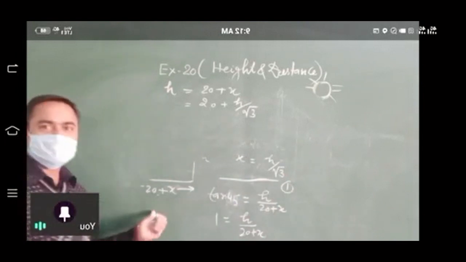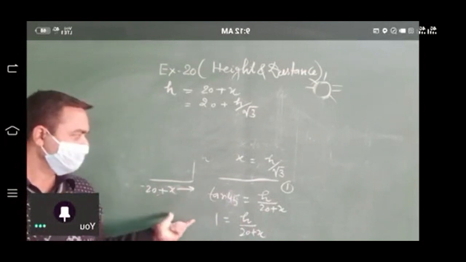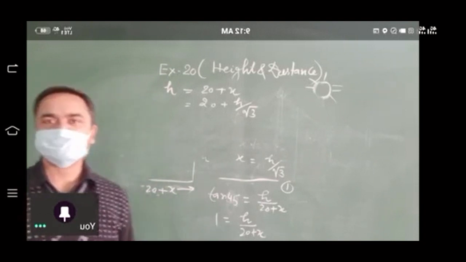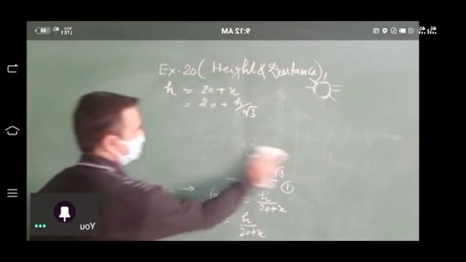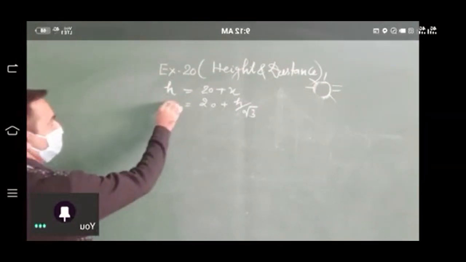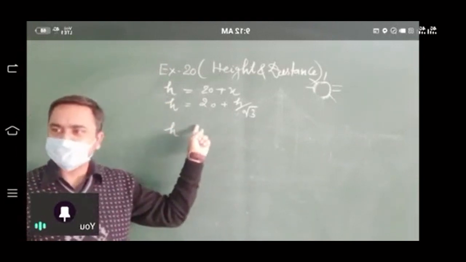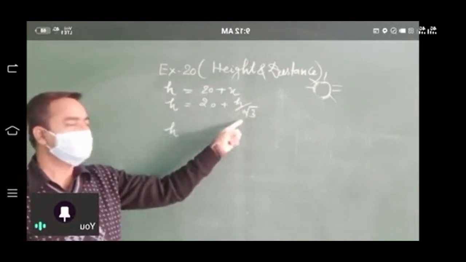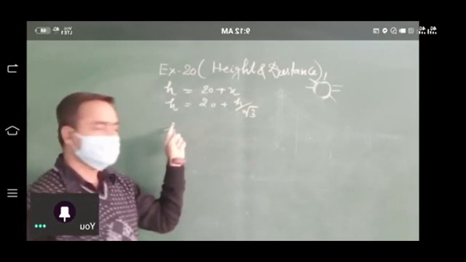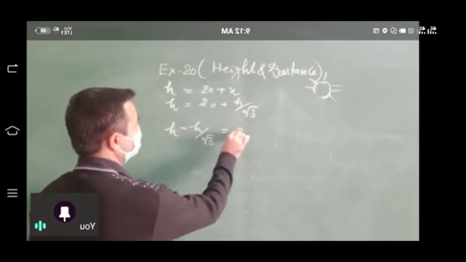Note down, students. Do fast. Only 3 minutes are remaining. Note down. This one is h minus zero. Here we have to find h. So transpose h upon under root 3 to the left side. That will be minus h upon under root 3. So this is h minus h upon under root 3 equals 20.